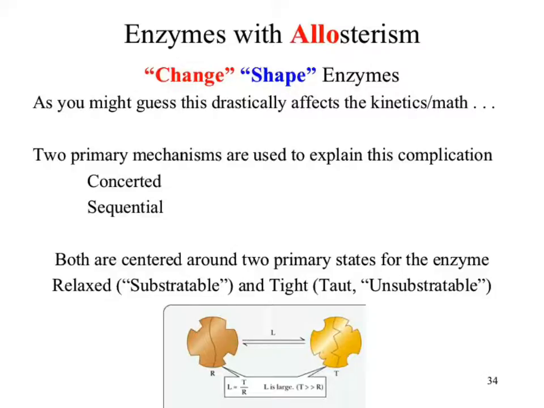If L gets really, really large, what does that mean? I lied. If L is really, really small, what does that mean? R is big. The concentration of R is very, very large. R is the relaxed form. That's the one that can bind our substrate. So if L is small, what would we expect to happen to our rate?